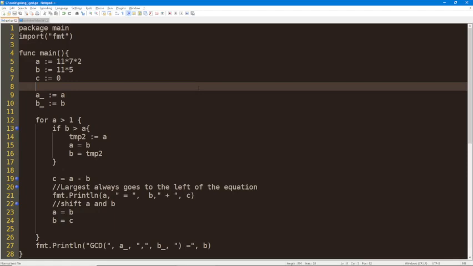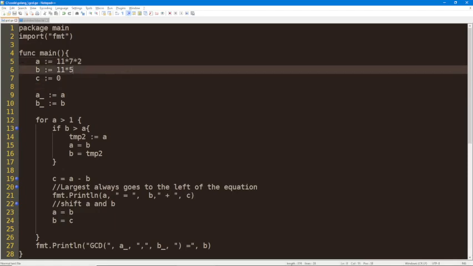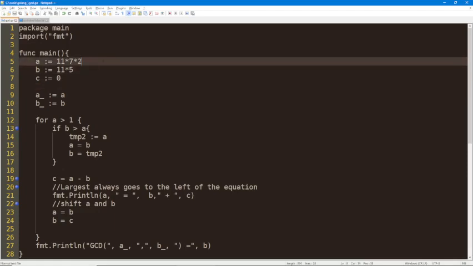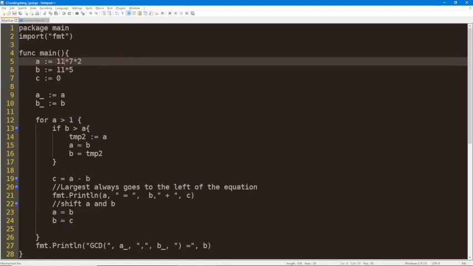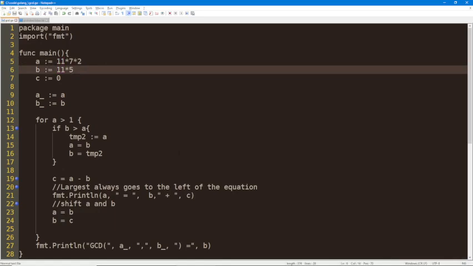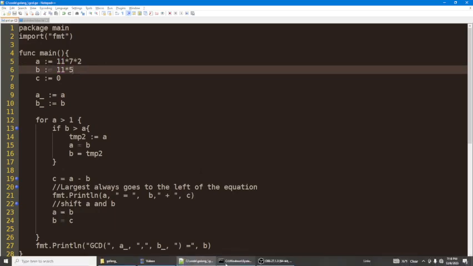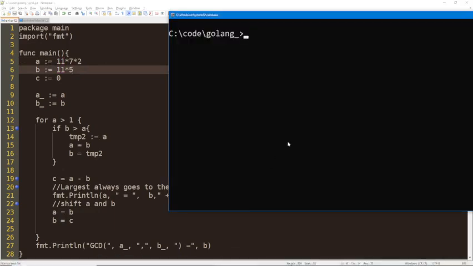Today I would like to talk to you a little bit about the Euclidean algorithm, which is for the purpose of finding the greatest common divisor between variables a and b. Here I wrote out these two variables in prime factorization form just so we can easily see the greatest common divisor.